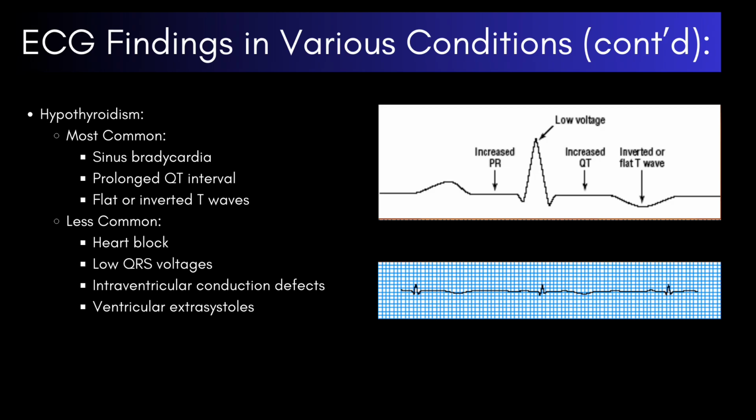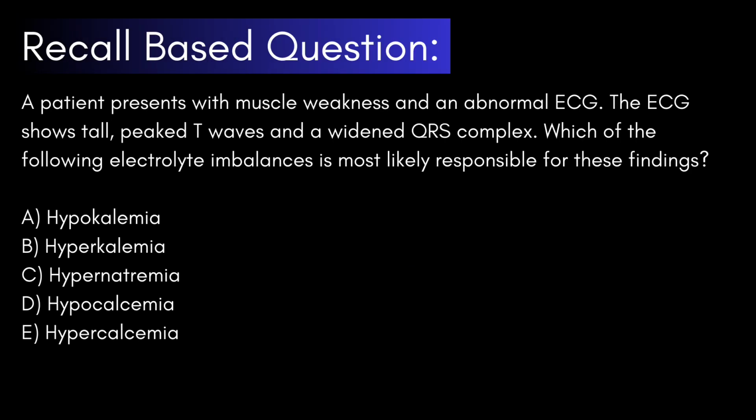All right, guys, now that we have covered all of the content, let's go ahead and take a look at some questions to review the knowledge you have gained so far. A patient presents with muscle weakness and an abnormal ECG. The ECG shows tall peaked T waves and a widened QRS complex. Which of the following electrolyte imbalances is most likely responsible for these findings?